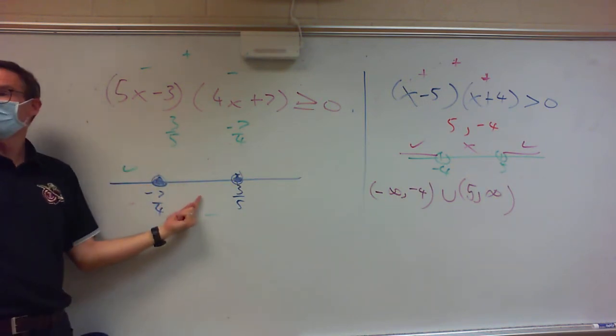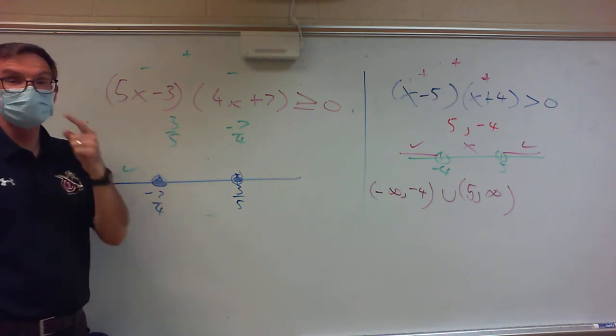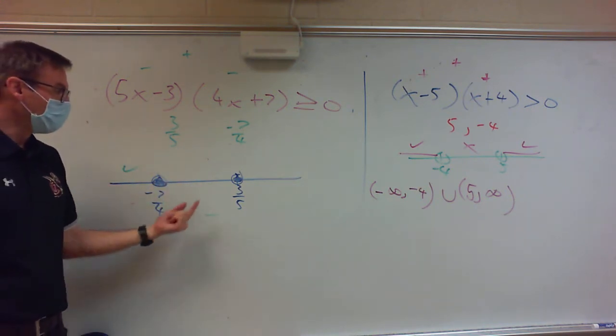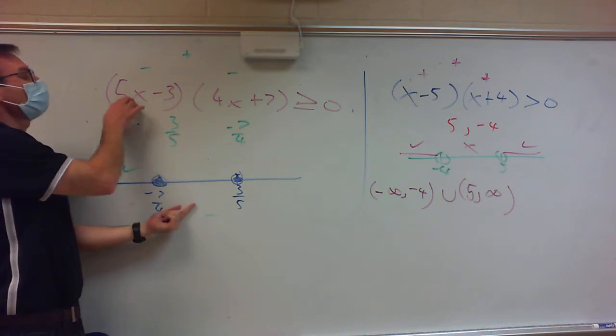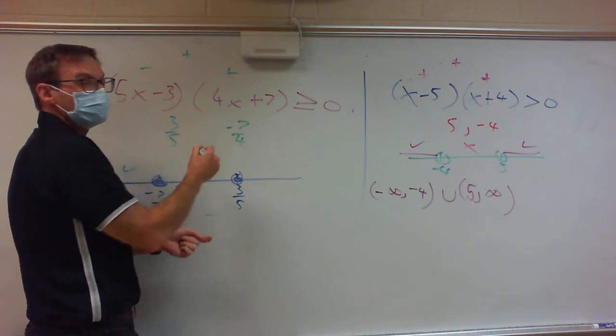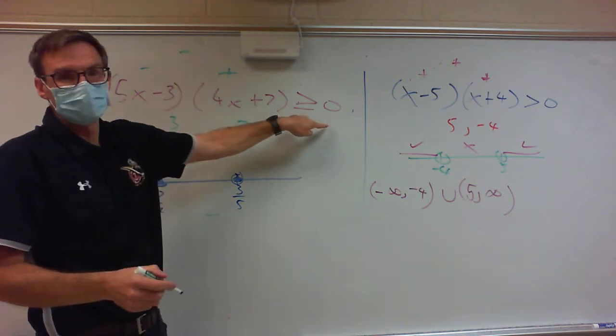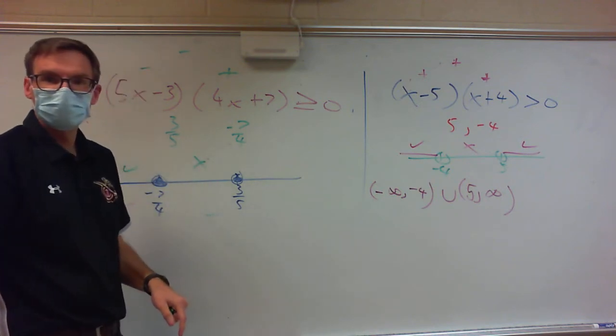Now we pick a value in here. Can you still pick 0? Yeah, anytime you can pick 0, you want to pick 0. So we pick 0, and then I think, well, 0 minus 3, that's negative. 0 plus 7, that's positive. Negative times positive, negative. Not bigger than 0, so this doesn't work.